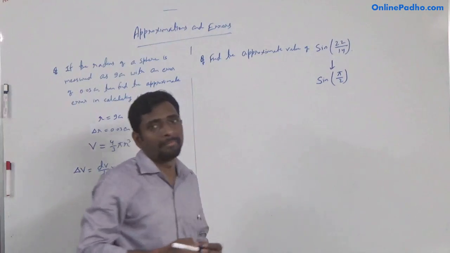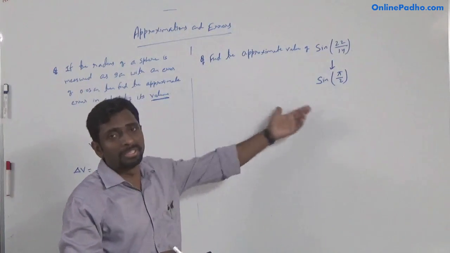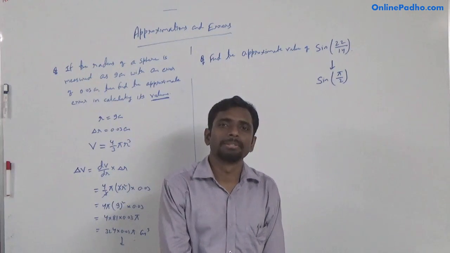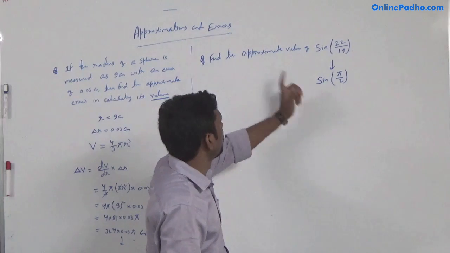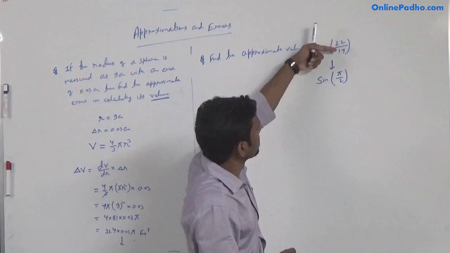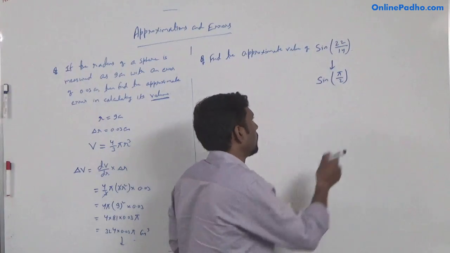Very simple question. No need to apply differentiation in this. You know the value of sine pi by 2. That is 1. If you have to find the approximate value, you can find the exact value of sine pi by 2, because you know 22 upon 7 is called pi. It becomes pi by 2. And you know sine pi by 2 is what? Sine pi by 2 is 1.